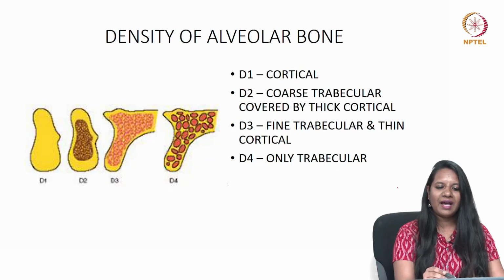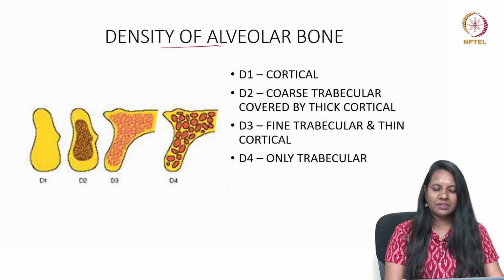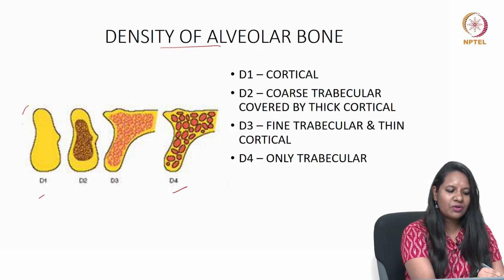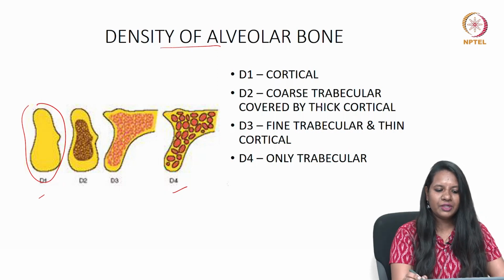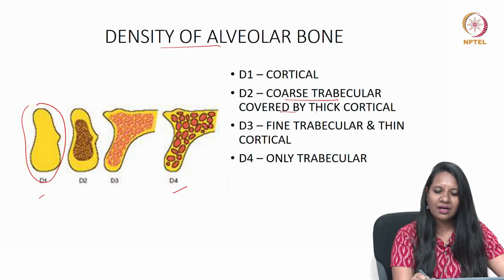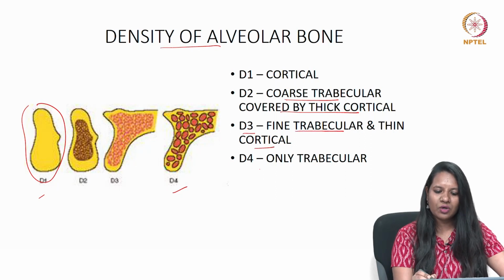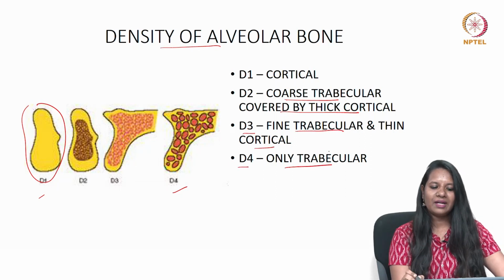So, density of alveolar bone changes. It starts from D1 to D4. D1 consists of fully cortical bone, D2 has coarse trabeculae covered by thick cortical bone, D3 has fine trabeculae and thin cortical bone, and D4 consists of only trabecular bone.